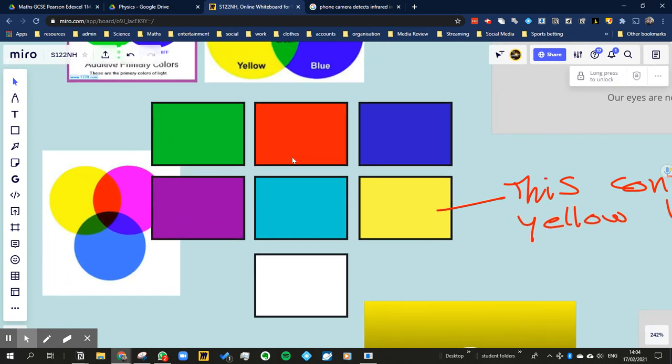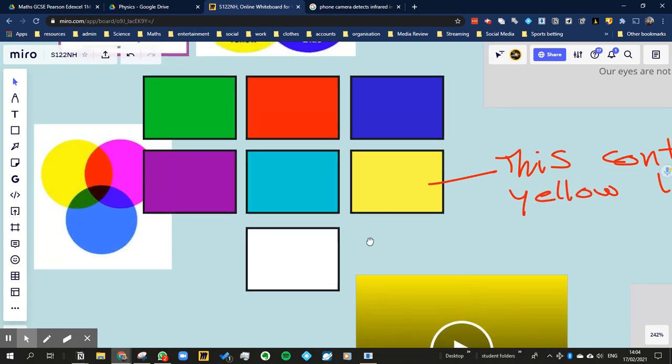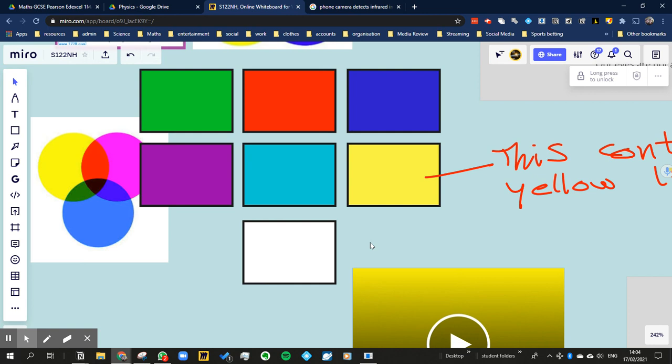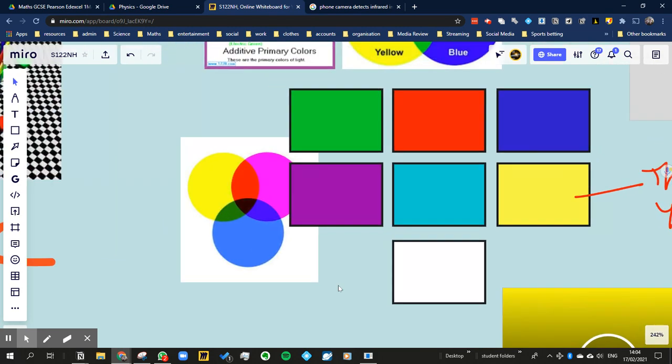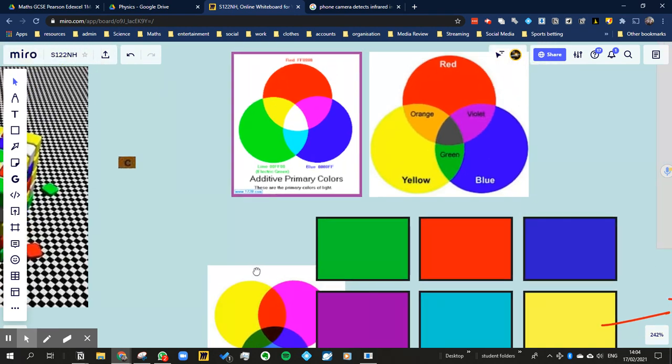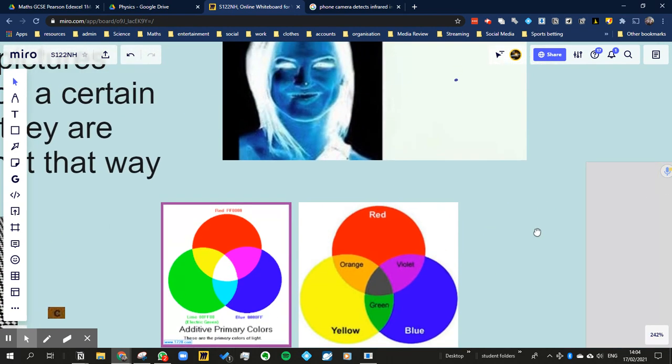So if I looked at that one for a while and then looked at the white square, I would see that colour. If I looked at this for a while and looked at the white square, I would see that colour. So you could pause the video and have a little play around with it by staring at one of the colours for say 20, 30 seconds and then looking at the white square. Okay, so feel free to have a go at that. And once you've done that, we can look at a slightly more interesting one, which is this one here.